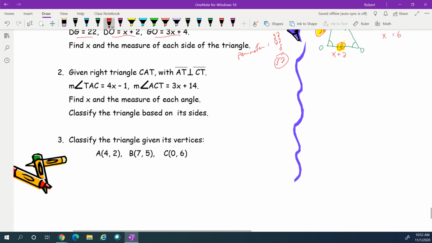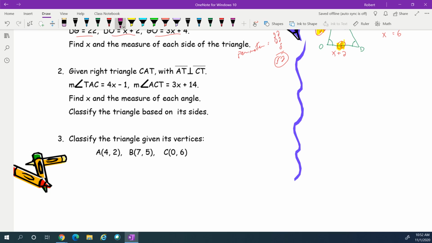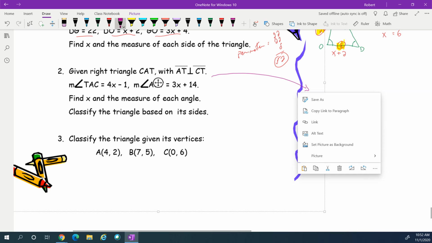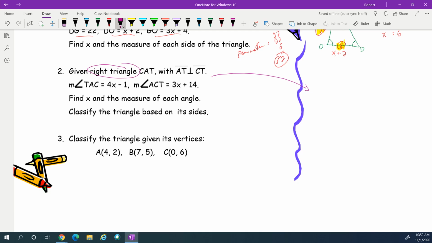Looking at number 2, and I'm going to bring number 2 out to the side here. Right triangle. Fine, draw it. That's good enough. We have a right triangle. I don't know where C, A, and T go yet, but at least I have a right triangle to start with. Now I'm going to figure that out.